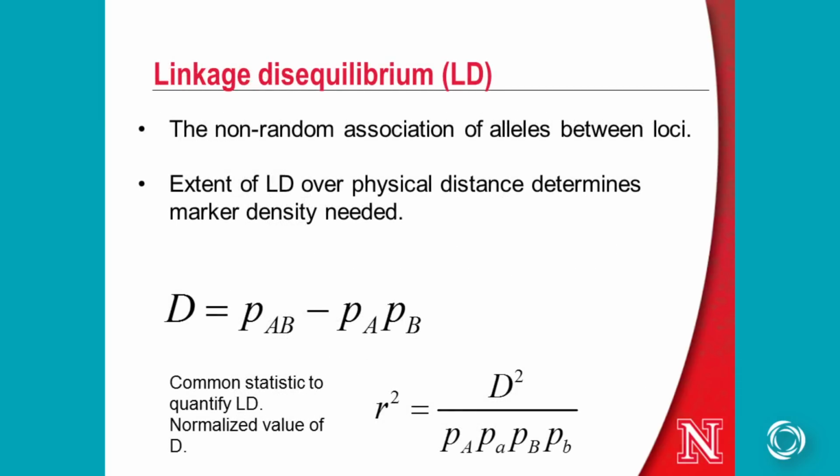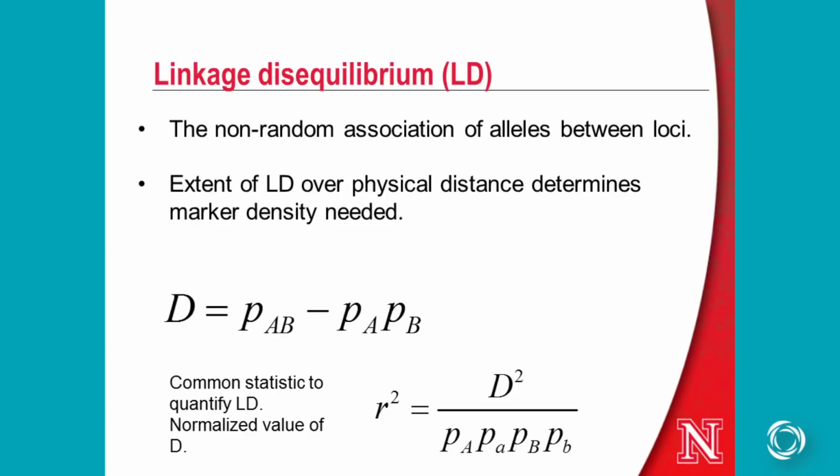So all this depends on this little thing that we call linkage disequilibrium. Essentially, this is a non-random association between alleles at a locus. And the most basic statistic for LD is the D statistic. It's just the difference between the frequency of the haplotype.